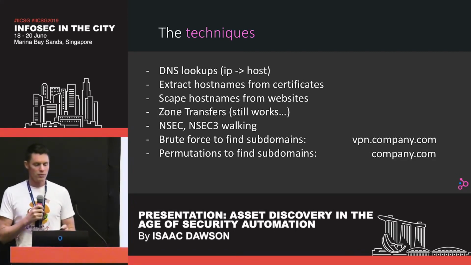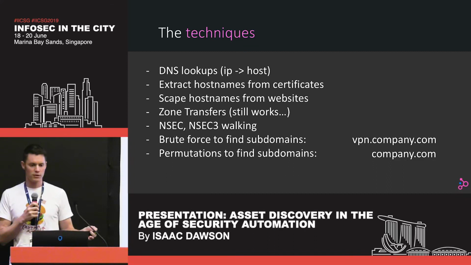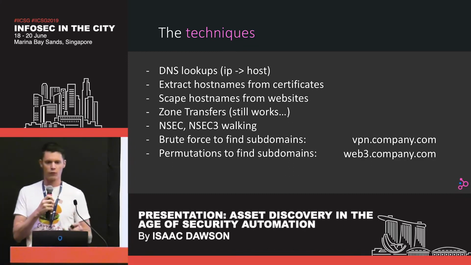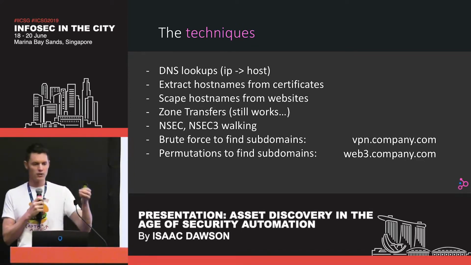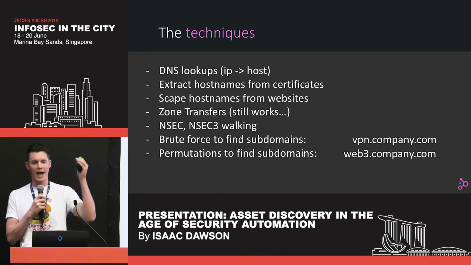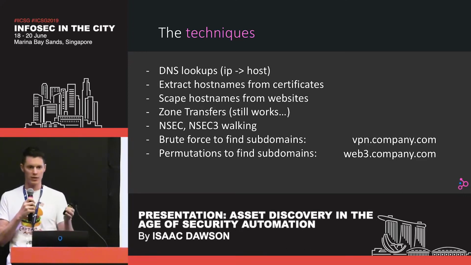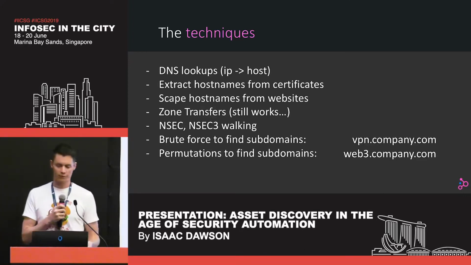Depending on what I've seen in the past with certain organizations, they have naming schemes. So maybe they'll name one of their servers like red.company.com or blue.company.com. So if you have an initial list or initial hostname, you're going to want to add permutations of that naming scheme, and that'll help you find sites in the future.